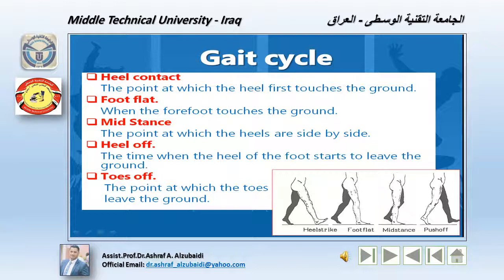Then the mid stance stage comes, which we define as the point at which the heels are side by side. Then the fourth stage is heel off, which we define as the time when the heel of the foot starts to leave the ground. And the last stage of the stance phase is named toe off, which we define as the point at which the toe of the foot leaves the ground, as we can see in this figure.